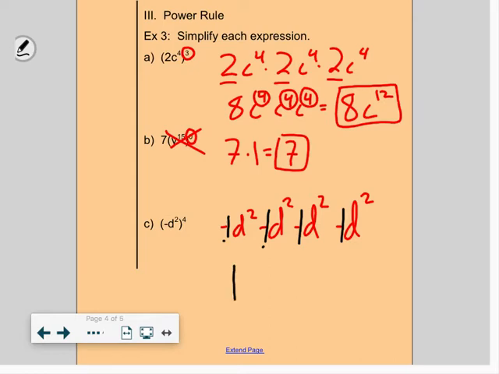Now, you have 2 d's, 2 more d's, 2 more d's, and 2 more d's. So that's a total of 8 d's. Now, this is perfectly fine, but this is better. You don't really need that 1 out in front of it.